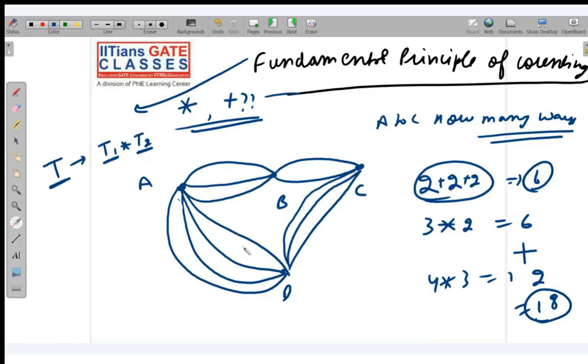Obviously, since after reaching D our task is not yet over, I have to reach C also. So I will do multiplication, that is 4 into 3, 12. So now I will say total 6 ways to reach from A to C via B and total 12 ways to reach C via D. In these 6 ways I have reached C, and in these 12 ways also I have reached C. So now I have to do addition. That's why I have done addition here and I have got 18.